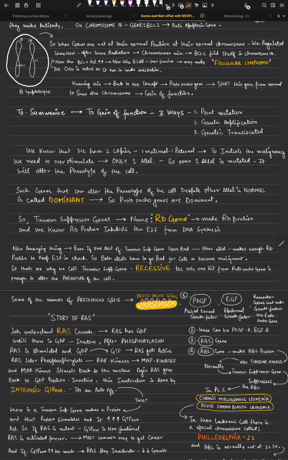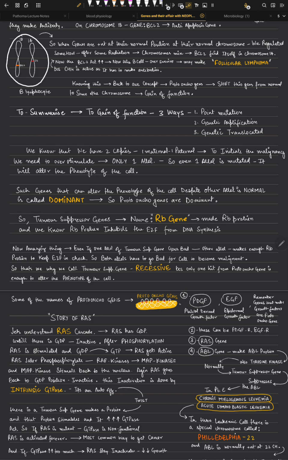Okay, so tumor suppressor genes, for example, the RB gene, which holds tight to the E2F factor. So these are tumor suppressor genes, right? They suppress the tumor. The RB gene makes something called RB protein, and we know that RB protein inhibits E2F from DNA synthesis. Now, the amazing thing is that even if one allele of a tumor suppressor gene goes bad, the other allele makes enough RB protein to keep E2F in check. So it's like a compensation happening.